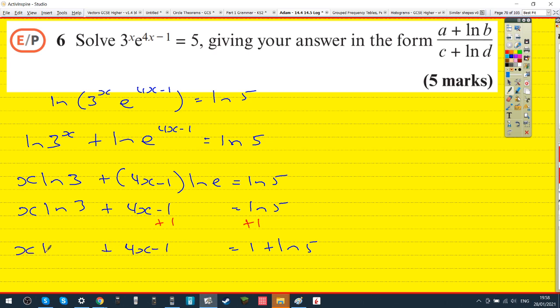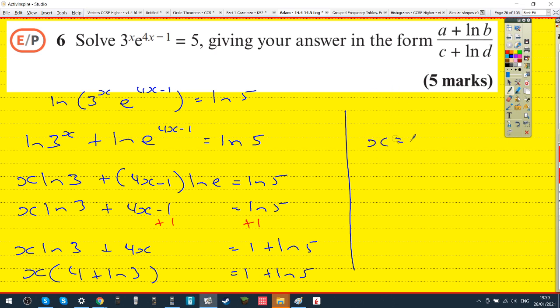And what's next? Wouldn't it be 4x? Yeah, sorry. Any idea what's next? Factorize the x. Oh yeah, so it'd be ln 3 plus 4. And then you divide by ln 3 plus 4 on both sides. So would that be the answer then? 1 plus ln 5 over 4 plus ln 3. Yeah, I swapped them around because they wanted the number first. It's good to put the number first.